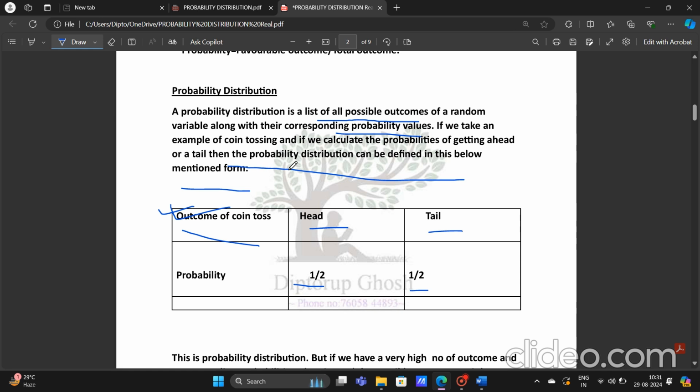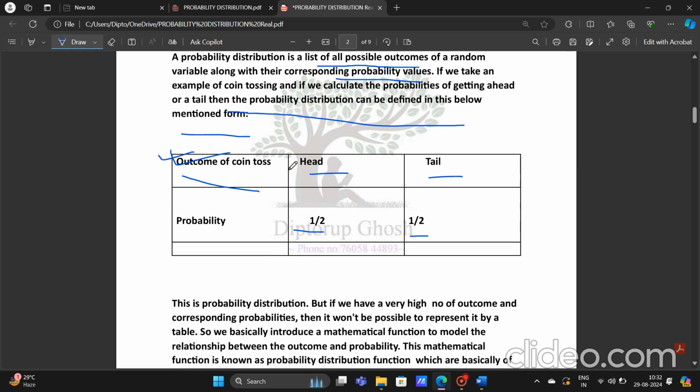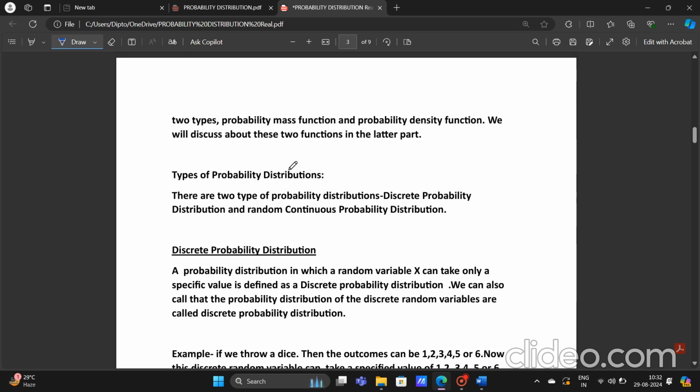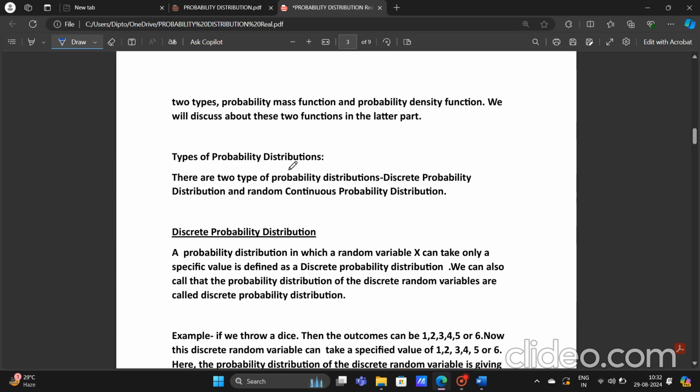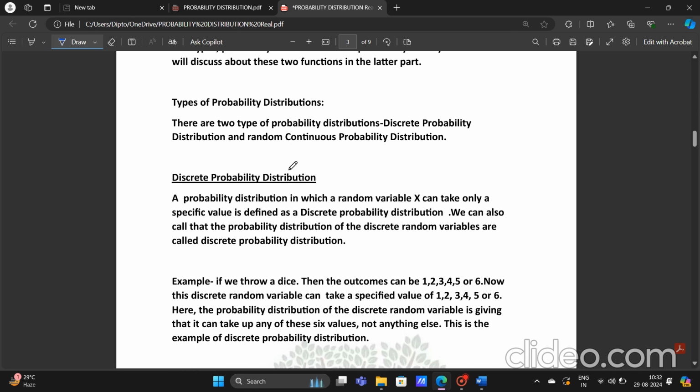Now at first we will discuss the types of probability distribution. There are two types: one is discrete probability distribution and the other is continuous probability distribution. So what is discrete probability distribution? A probability distribution in which a random variable x can take only a specific or distinct value, or x is a discrete variable, can be termed a discrete probability distribution. We can also say that the probability distribution of a discrete random variable is called a discrete probability distribution.